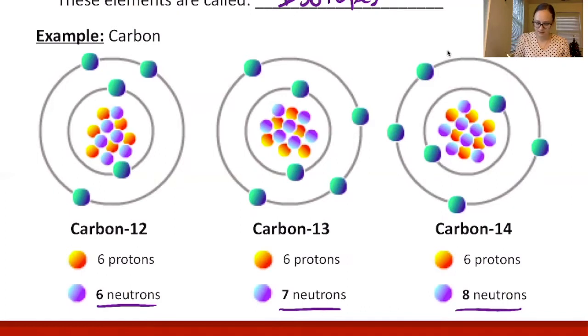Another way to write that is putting the symbol, and then at the top as a superscript, you put the mass number. So you could write carbon-13 or 13C.